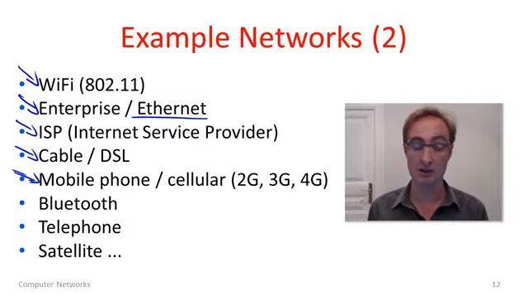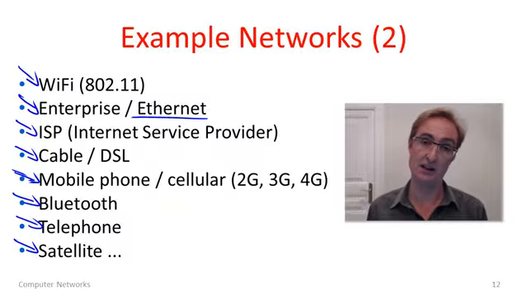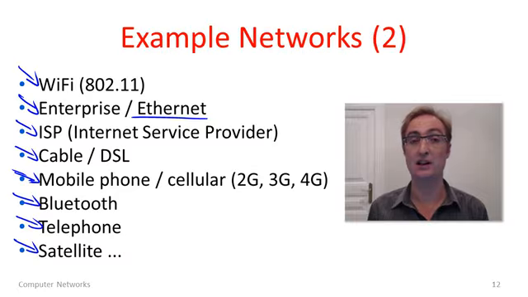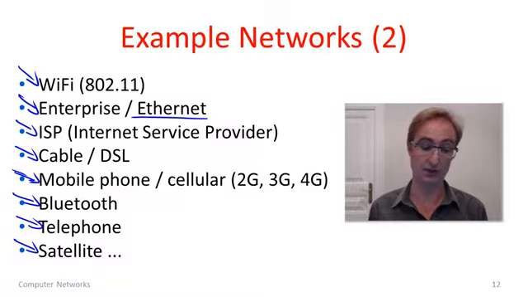There are networks in all shapes and sizes. A very small scale network is like a Bluetooth network between, say, a headset and your mobile phone. Larger networks are the classic telephone network, which still exists, and also maybe a satellite network connecting information from the satellites up in the sky down to your GPS receiver or other kinds of satellite phones and so forth.